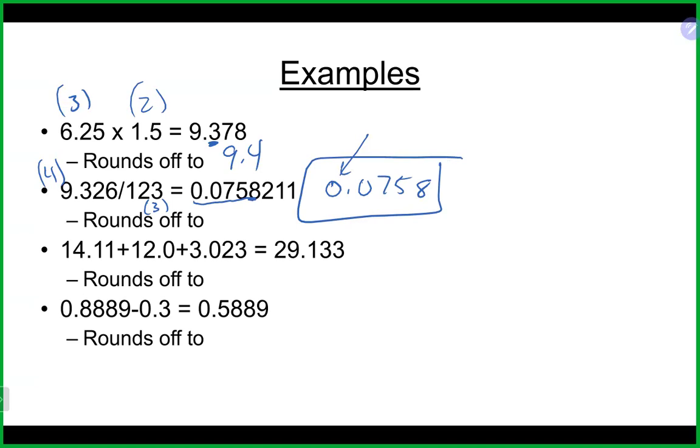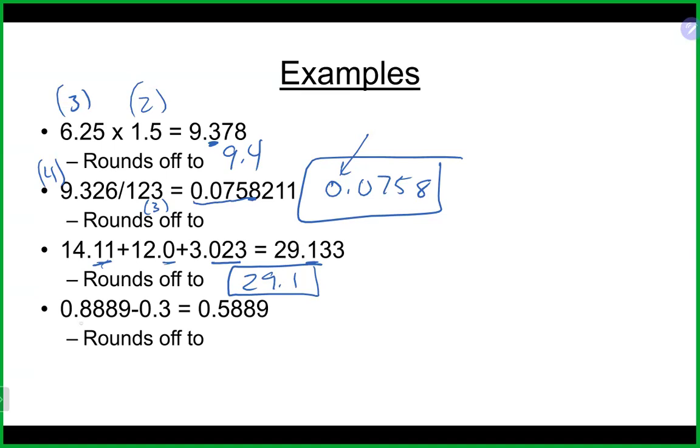Here we are adding, which means we are going to go to decimal places. And once again, it is the least number of decimal places. That is 2 decimal places, 1, and 3 decimal places. The smallest is 1, which means this should round to 29.1, which again is 1 decimal place, but significant figure wise, it is 3 significant figures, right? So in case you need to take that number and multiply or divide it, you want to switch back to significant figures.